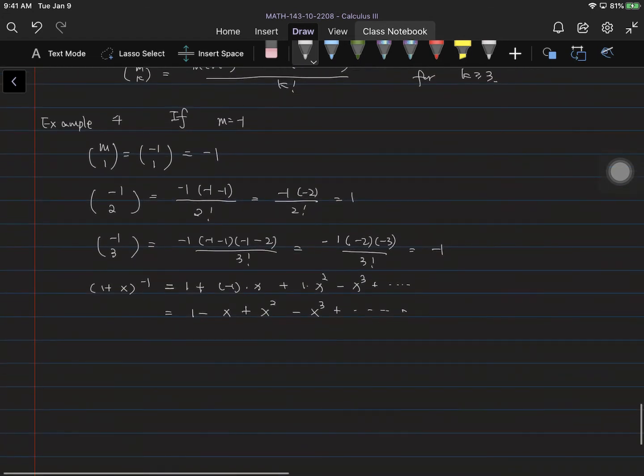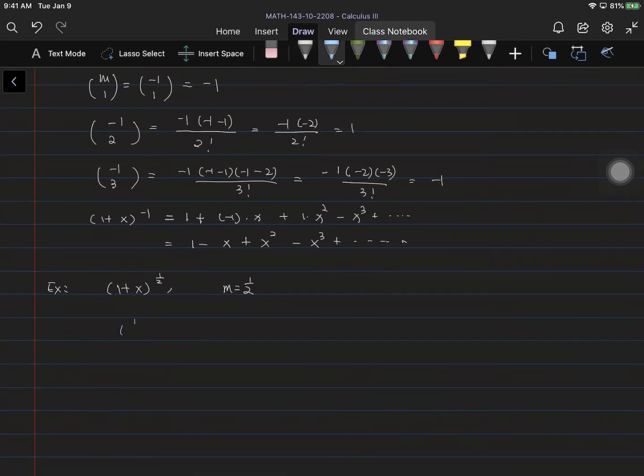Okay, let's try to do one exercise. (1 plus x) to the 1/2 power. Let's find the binomial series for this function. From this function, we notice that m is 1/2. So we just need to find the first several terms. m1 is 1/2.